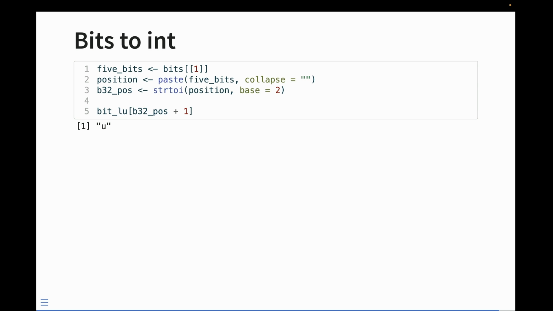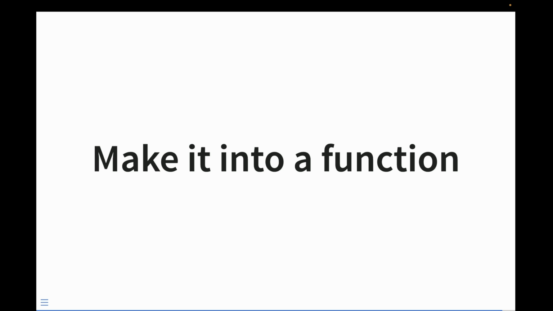We do that because R is 1 base index. So we get the value of U. That seems like a lot of things. So the natural thing to do is make it into a function.